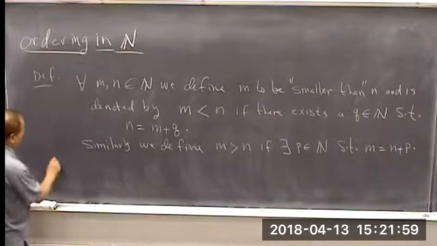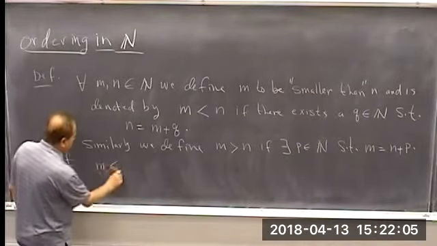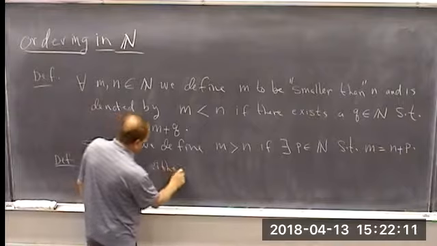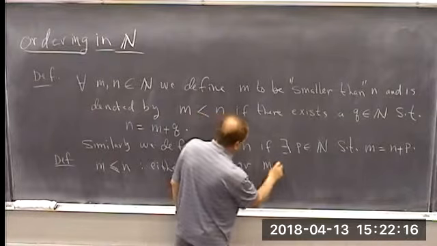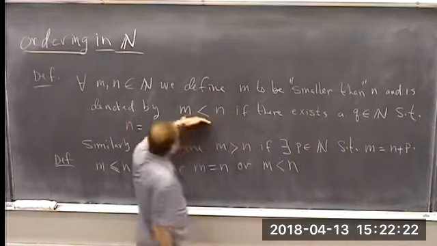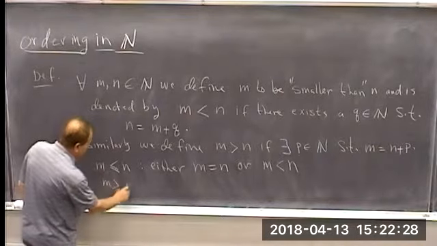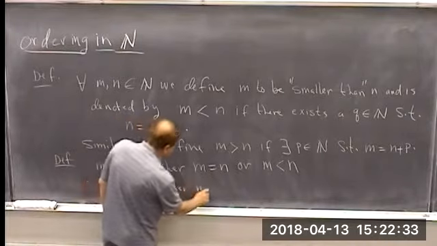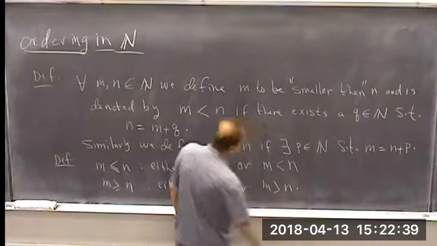Also, we define as usual that m less than or equal to n. So the meaning of this is either m equal to n or m is less than n. Sometimes we read this one as m strictly less than n, the same thing as that. And also we define that m is bigger than or equal to n to be again either m equal to n or m is strictly bigger than n.